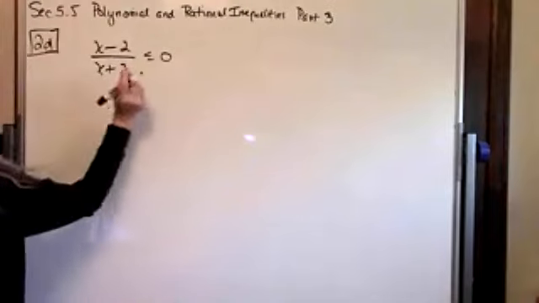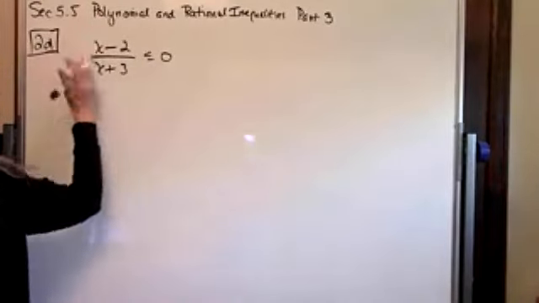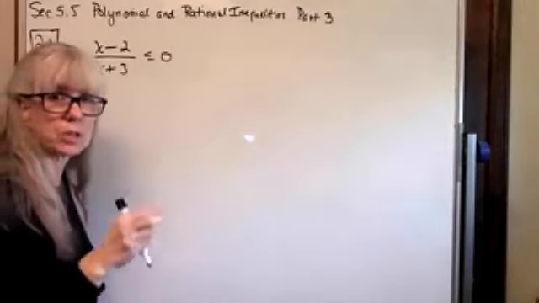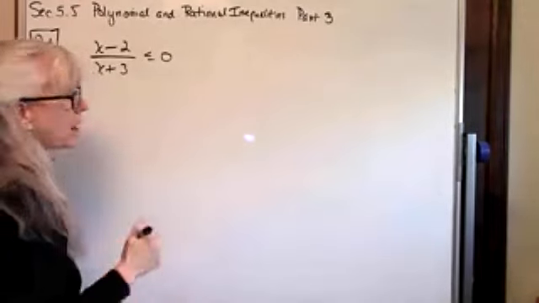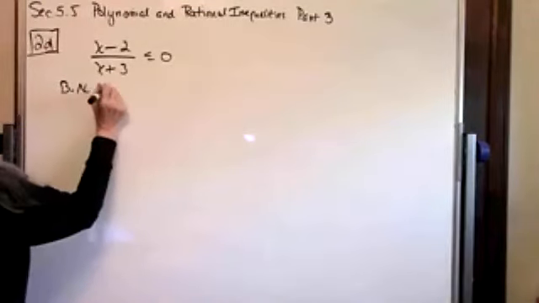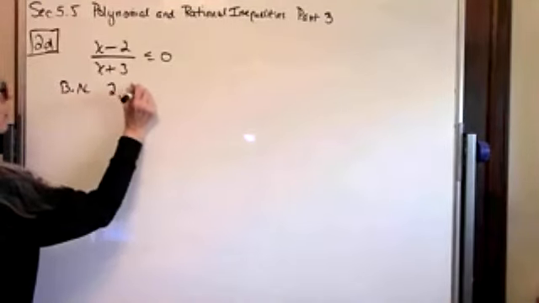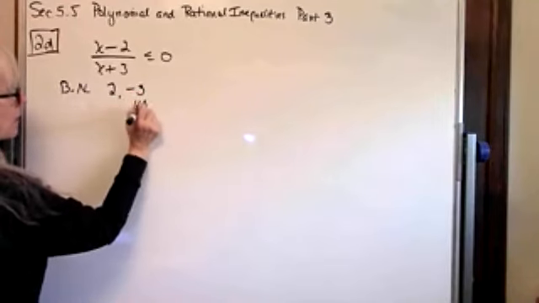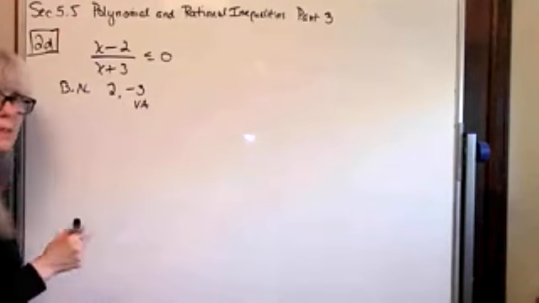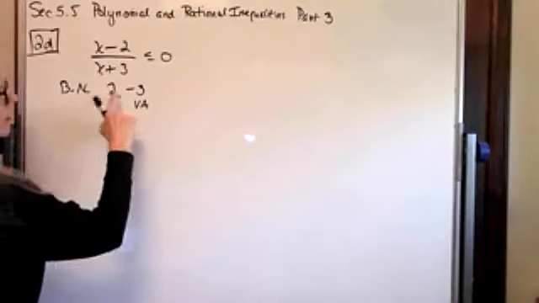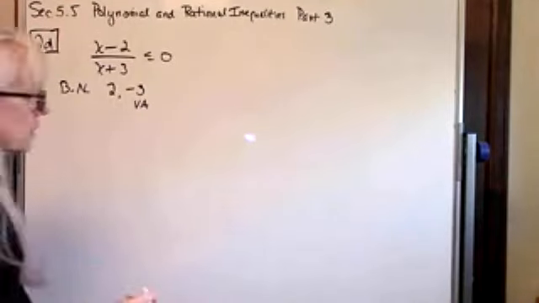So it's already compared to 0. Everything over here is already in terms of a single fraction. If it were not, you would have to combine those rational parts into a single fraction. So our boundary numbers, we're going to get a boundary number from the top, which is going to be 2. We're going to get another boundary number from the bottom, which is -3. I'm going to flag that with a VA, reminding myself that that's a vertical asymptote. So the numerator gives us a +2, the denominator gives us a -3. We're going to go build the sign chart.